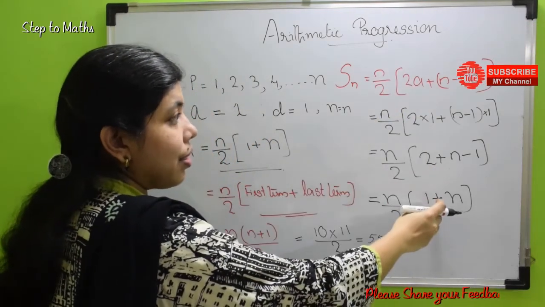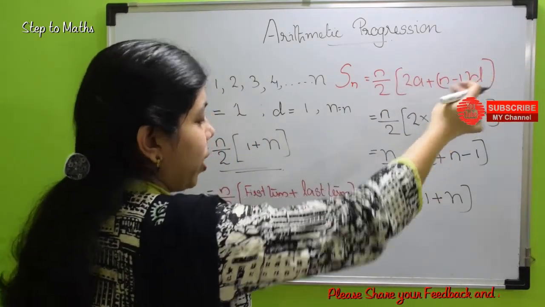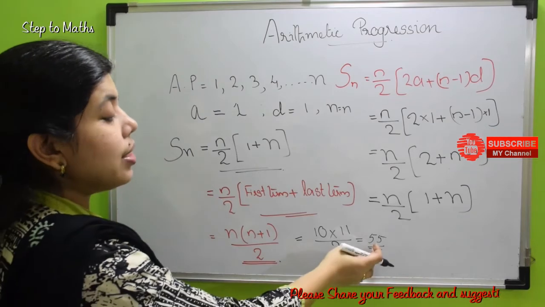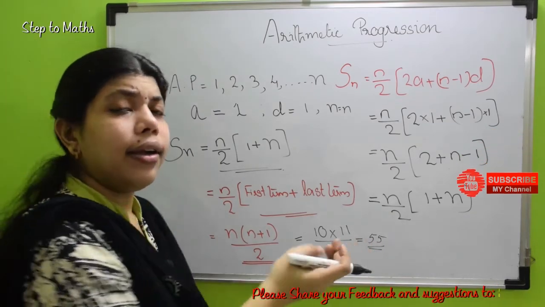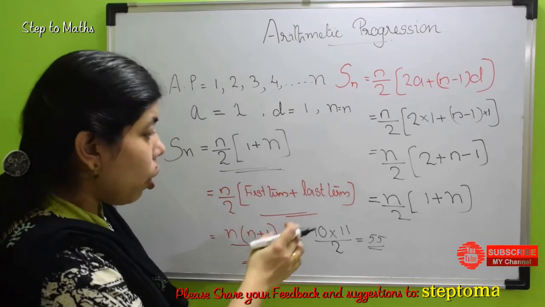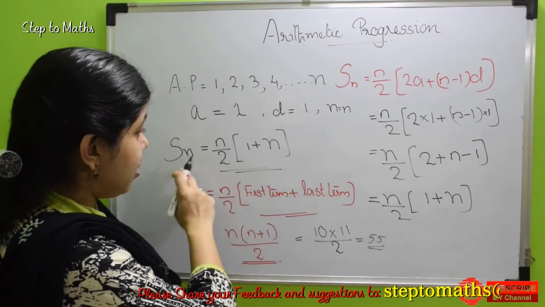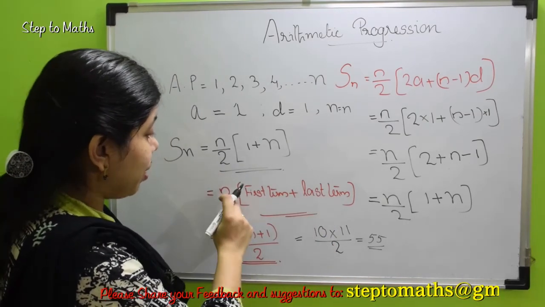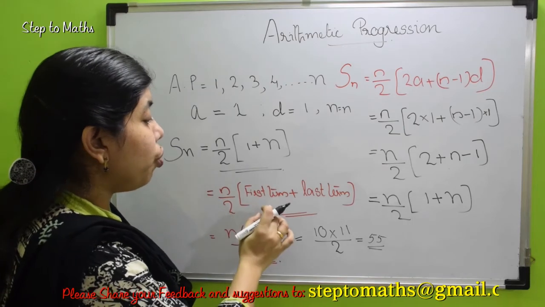Without applying the long equation, we can directly find the sum of the first 10 natural numbers using the equation n into n plus 1 upon 2, or generally we can write it as the sum of the first n natural numbers is n upon 2 into first term plus last term.